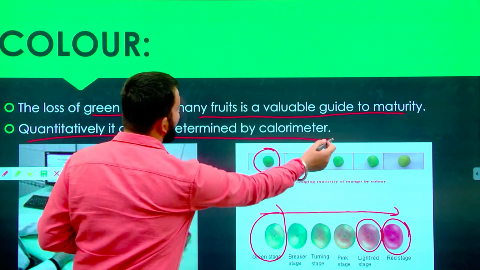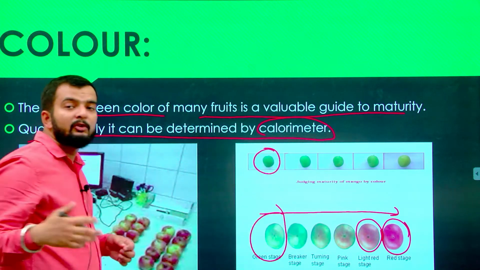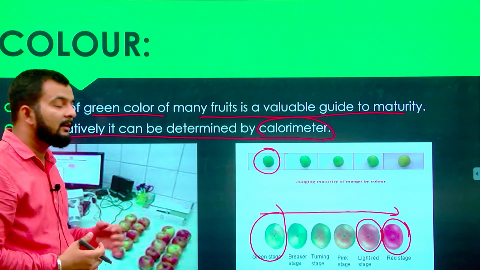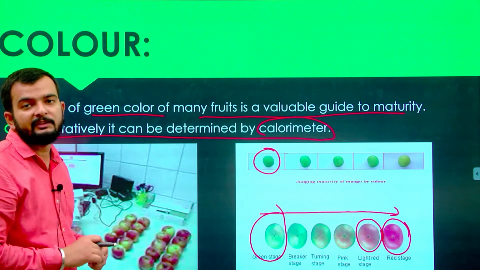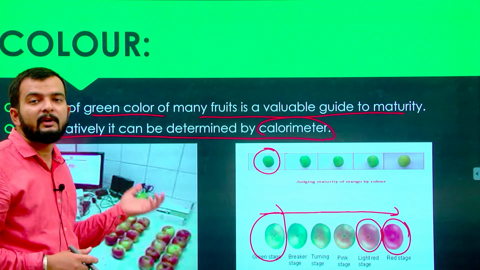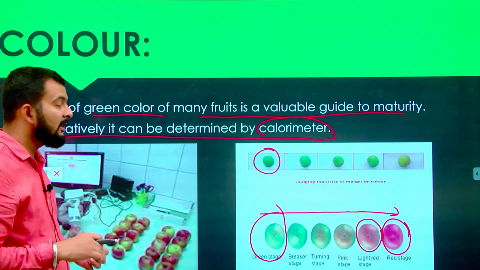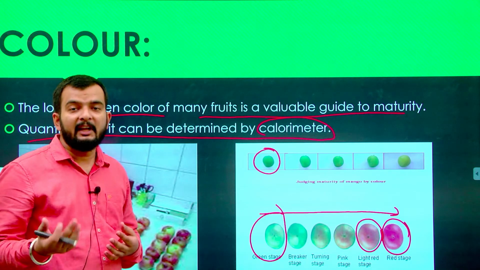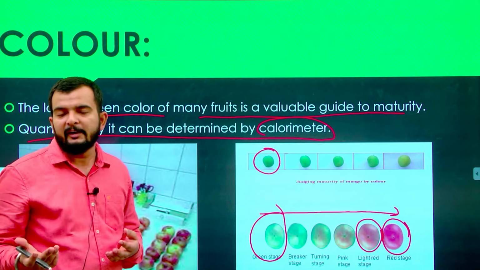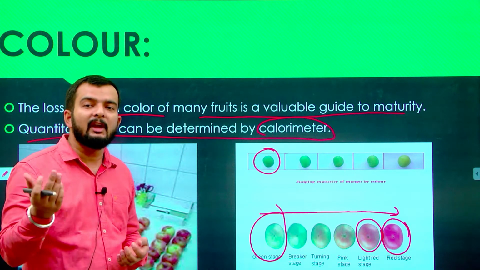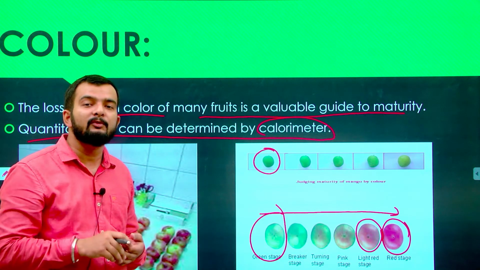Quantitatively it can also be determined using a colorimeter. Using a colorimeter you can measure the color, that is, you can write down the color in digits, or based on coordinates you can identify in a 3D plane where the particular color lies. In an industry, suppose you take the example of the value added product tomato ketchup. In an industry they have to maintain the same color in order to maintain the quality of their ketchup.